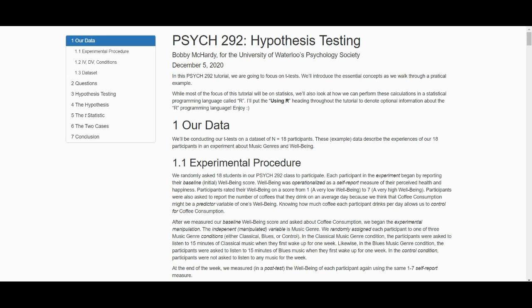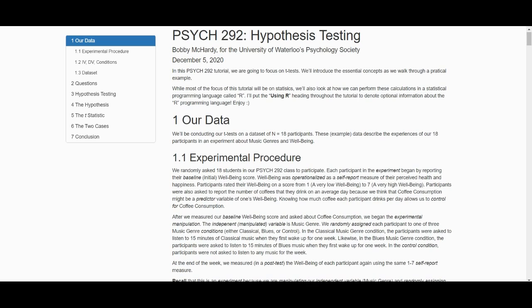So I'm going to be using this little heading called "Using R" throughout the tutorial to denote any kind of optional information about the R programming language. So my intention is, we'll focus mainly on the actual concepts, but we'll also do some calculations. And we'll use R as a little bit of a way to help us with those calculations sometimes.